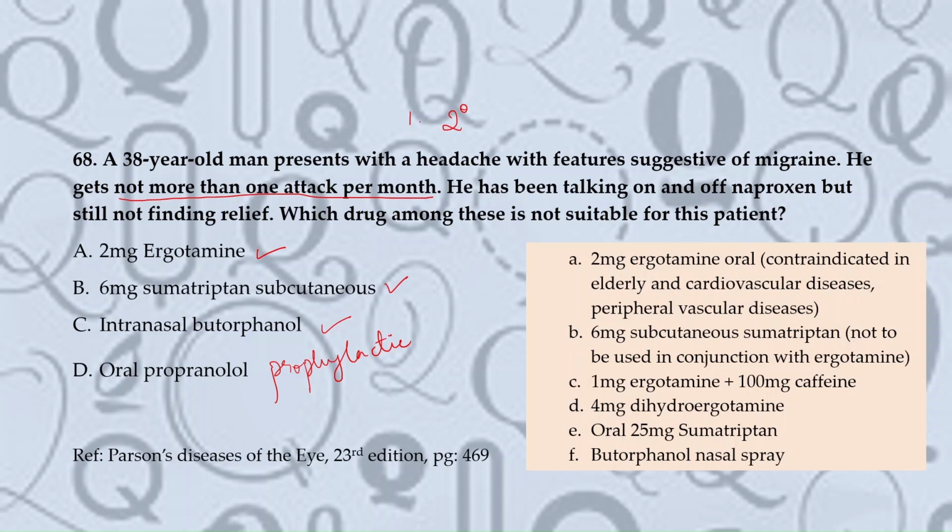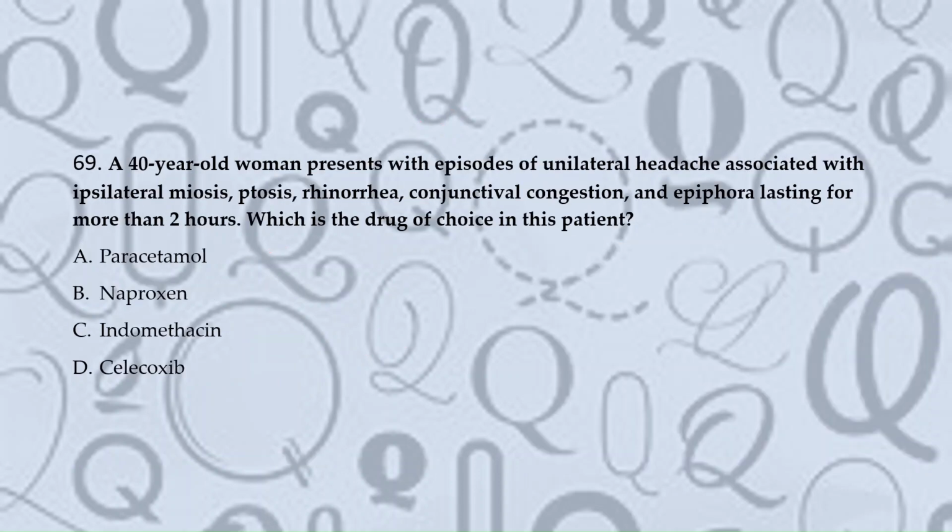and butorphanol nasal spray. A 40-year-old woman presents with episodes of unilateral headache associated with ipsilateral meiosis, ptosis, rhinorrhea, conjunctival congestion and epiphora lasting for more than 2 hours. What is the drug of choice in this patient? So the symptoms here described are typical of a trigeminal neuralgia or a cluster headache.